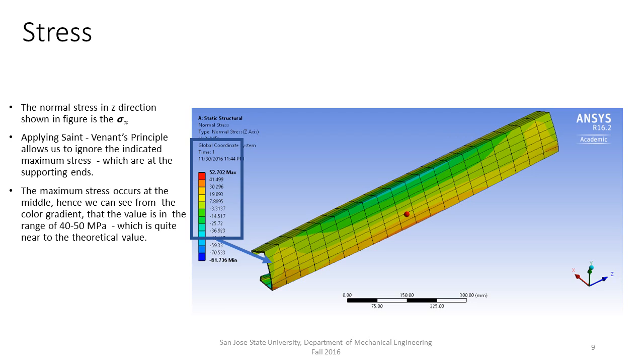The normal stress in the z direction is shown in the figure of the color gradient, presented by the FEA results. Applying St. Venant's principle allows us to ignore the indicated maximum stress, which are at the supporting ends. The maximum stress occurs at the middle. Hence, we can see from the color gradient that the value is within the range of 40 to 50 megapascals, which is quite near to the theoretical value.